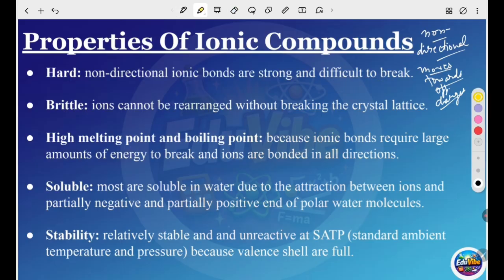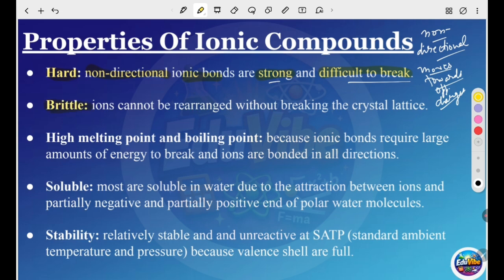So what are the properties? The first one is hardness. The non-directional ionic bonds are strong and difficult to break. They are very hard bonds. They are very strong, and it's very difficult to break those bonds because they are very strong bonds.